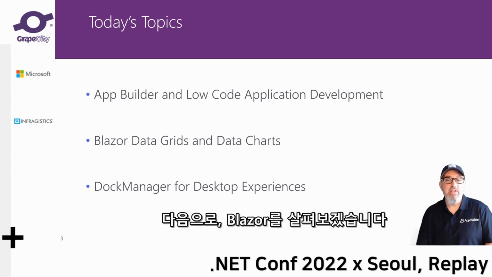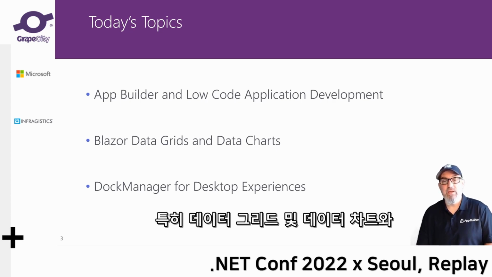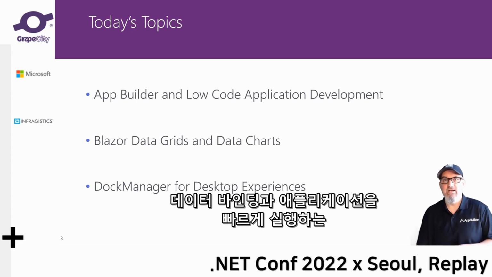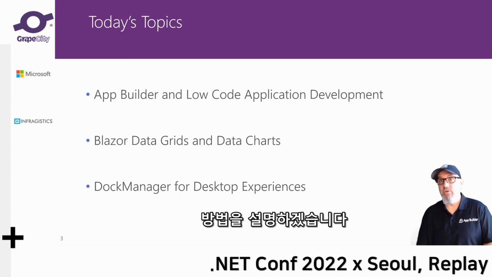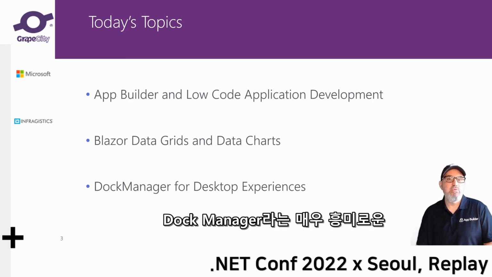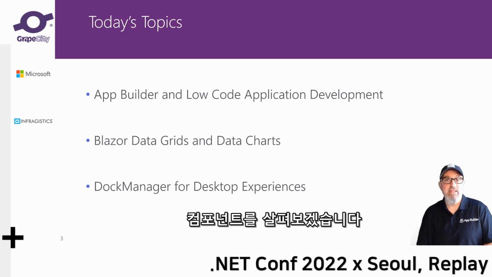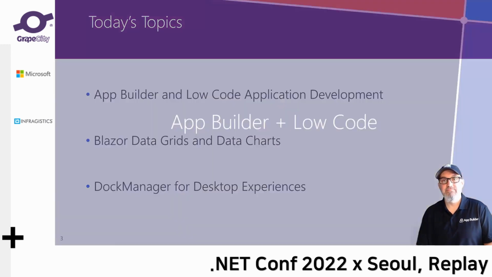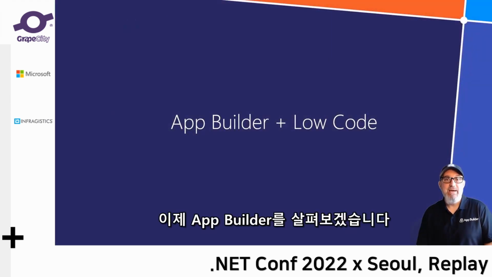And then we'll take a look at Blazor, specifically around data grids and data charts, and how easy it is to actually get started with Blazor, bind data, and really get your applications going very quickly. And then finally, we'll take a look at a really interesting component called the Dock Manager, which lets you build desktop-like experiences, but for the web. So let's take a look at the App Builder.